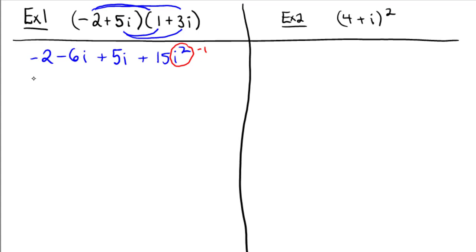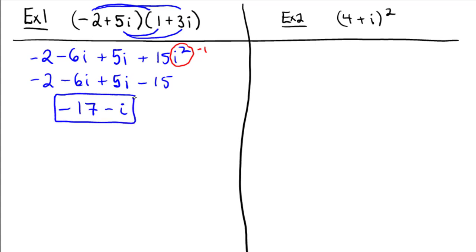So after that simplification, we'll get -2 minus 6i plus 5i. And then the -1 times 15 is going to make that one opposite down to minus 15. So now, if we collect like terms, -2 minus 15 is -17, and -6i plus 5i is minus a single i. So in standard form, there's the final answer.